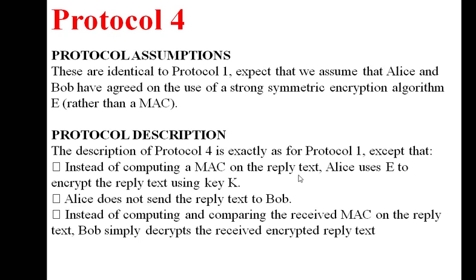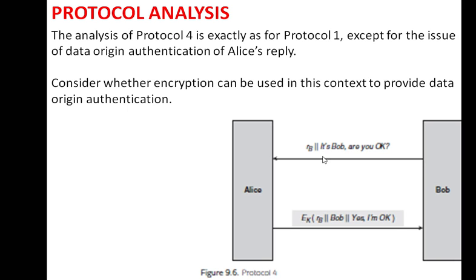In protocol 4, here Alice and Bob have agreed on the use of a strong symmetric encryption algorithm. In the description, instead of computing a MAC, Alice uses E to encrypt the reply text using key K, and Alice does not send the reply text to Bob. Instead of computing and comparing the received MAC, Bob simply decrypts the received encrypted reply text. The analysis of this protocol: consider whether encryption can be used in this context to provide data origin authentication.